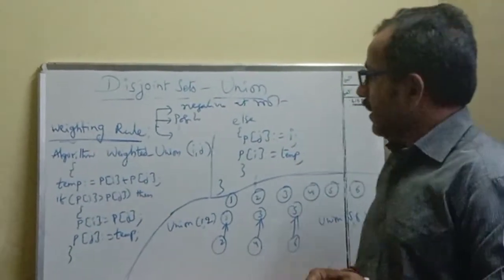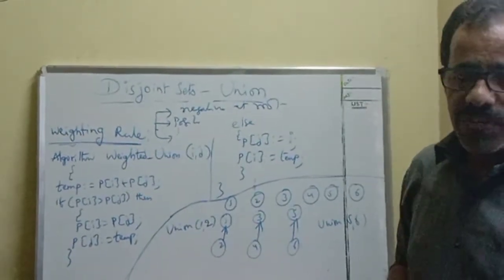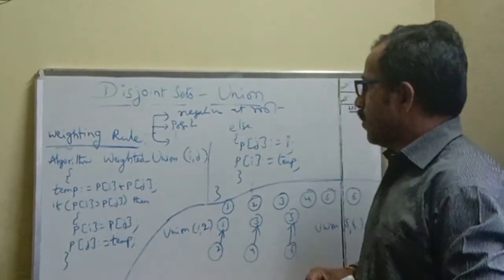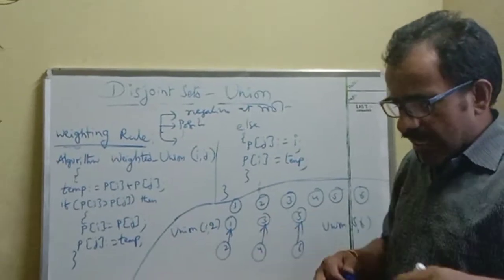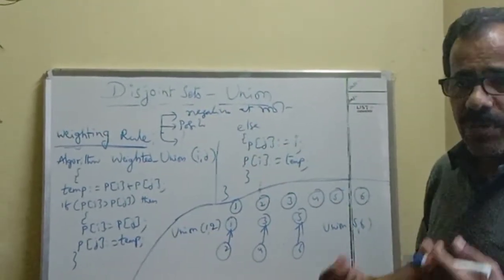But why are you differentiating that number at the root node and all the remaining nodes? Finally, we need to find the root node. Is it clear now? That's why I am taking the root node representation with a negative number and all the remaining nodes with a positive number. Then, what is the weighting rule now?